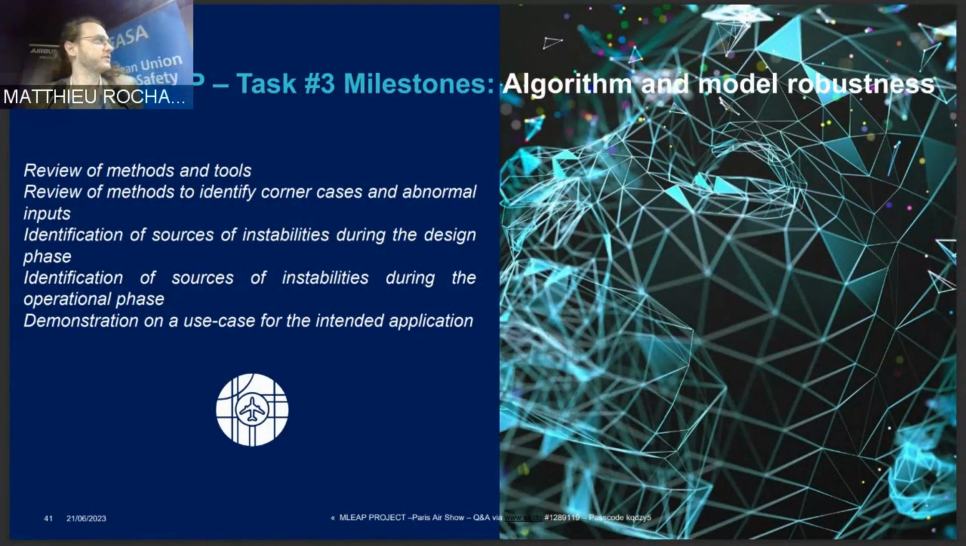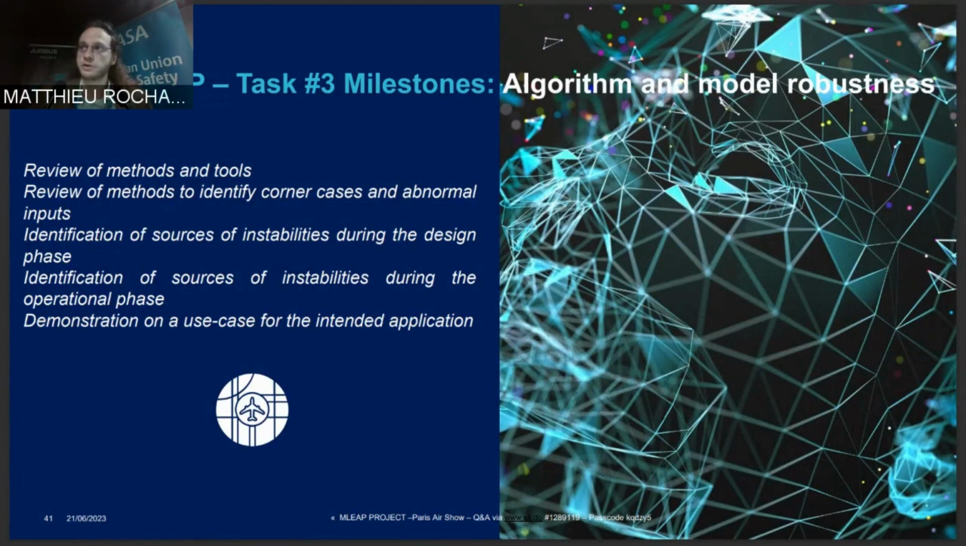All right, so task 3 is about robustness and stability. The main objective is first to make a large review of the methods and tools, and basically of the state of the art regarding the concept of robustness and stability, which has been done and published under the first deliverable of the MLEAP project.